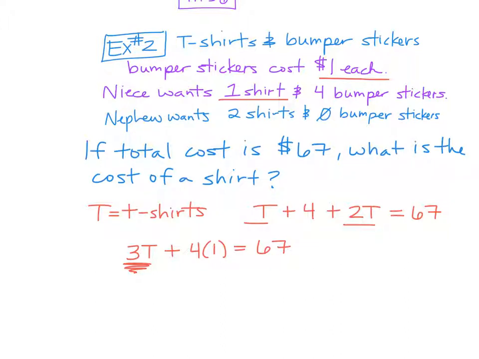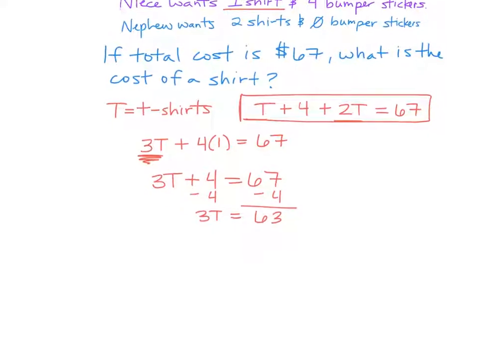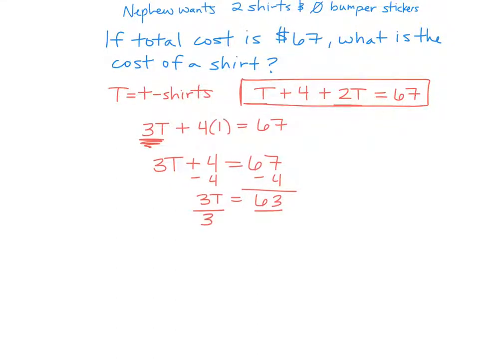T plus 2T is 3T, right? So you can set it up like this and then simplify. 3T plus 4 equals 67. So if it's 3T plus 4 equals 67, what's your first step? Subtract 4, right? So 63 equals 3T, and then what do you do? Divide by 3. So T is 21. What does that mean? It's $21 for the t-shirts. T-shirts cost $21.